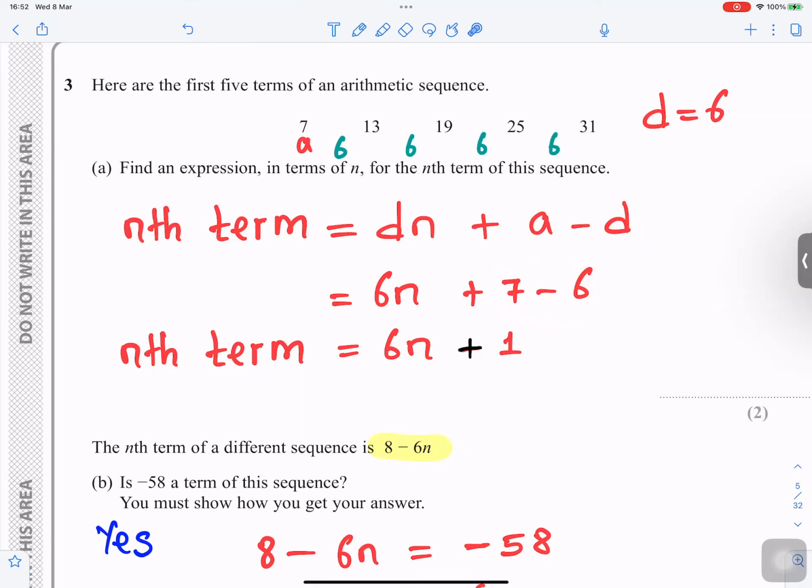And you can check if it is correct. Try the third term. Put 3 there. 6 times 3 plus 1. 6 times 3 is 18. 18 plus 1 is 19, which gives you 19, the third term.